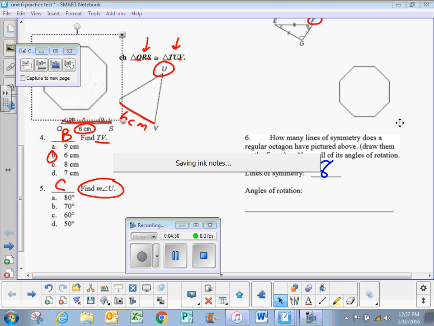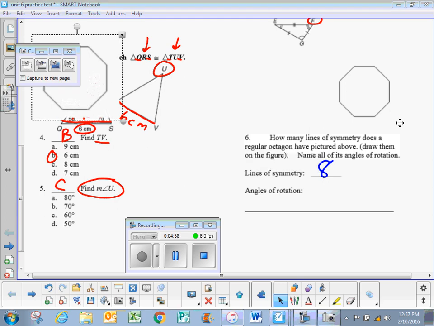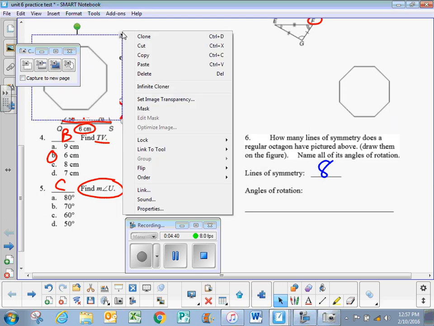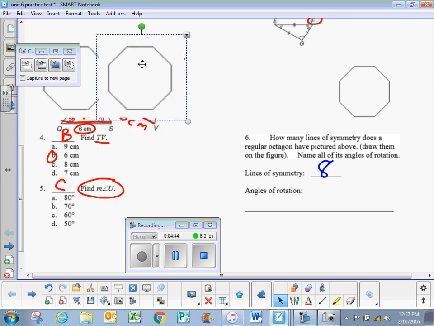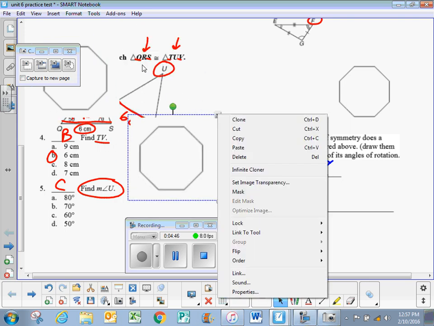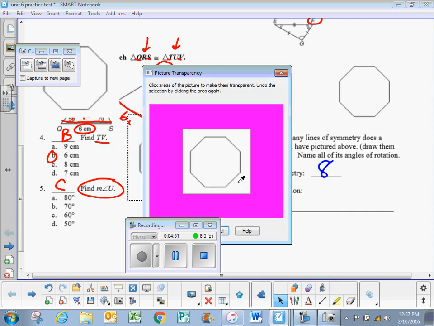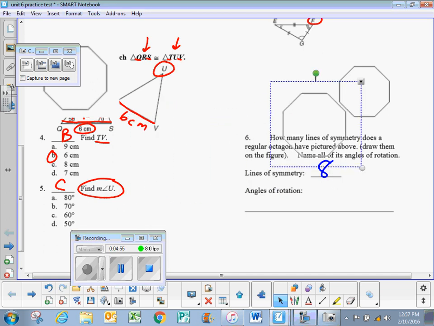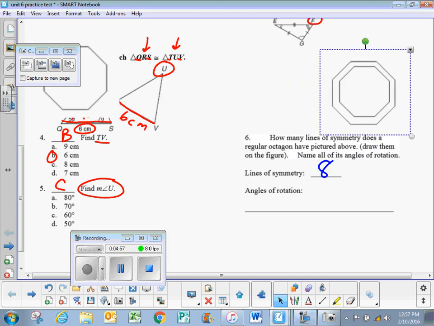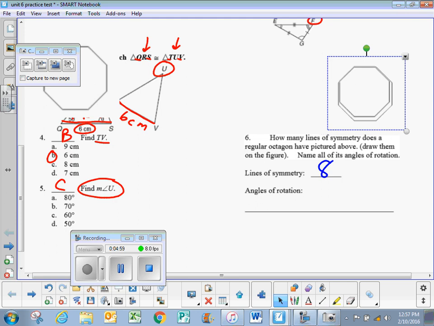So we're going to take a copy. We are going to copy and paste it. And go ahead and make it transparent like we usually do to be able to look at the rotational symmetry. So, okay. Then I'm going to put this over this. Because we're zoomed in to 125%, it's a little bigger, so we'll make it the right size.